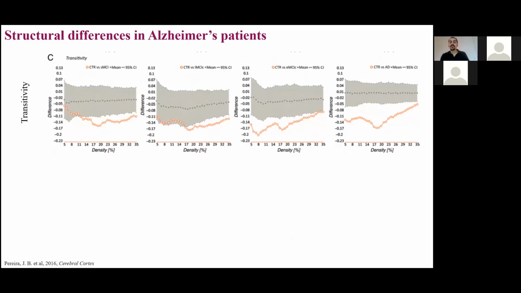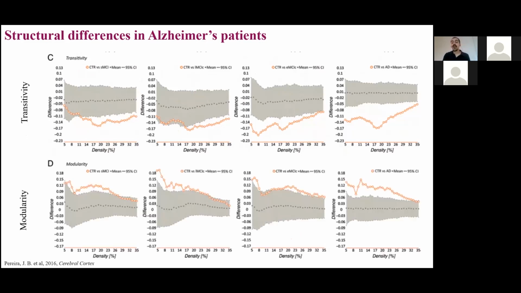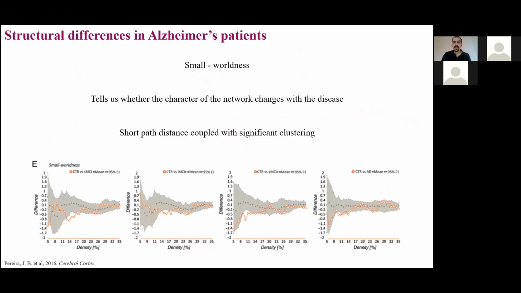Over all densities, and this is a binary analysis, so that's why we present our results as a function of density, you see that the patient groups also have lower transitivity, and they have higher modularity. So finally, there is the small worldness, which is not very different between the two groups. So this means that these kinds of changes are not very well defined and cannot be very well detected.